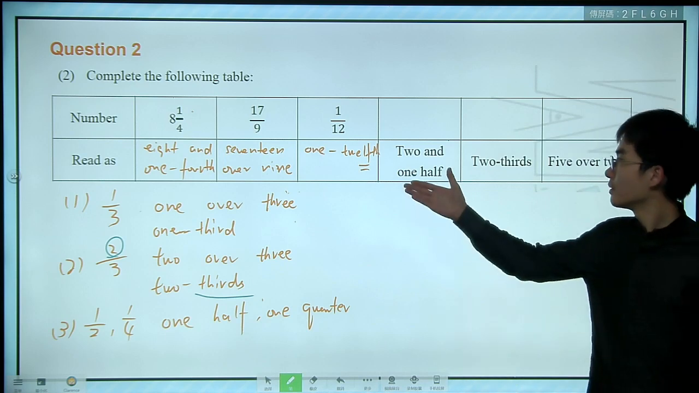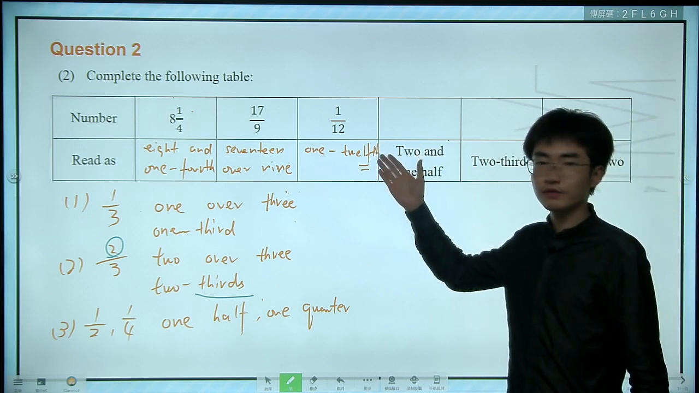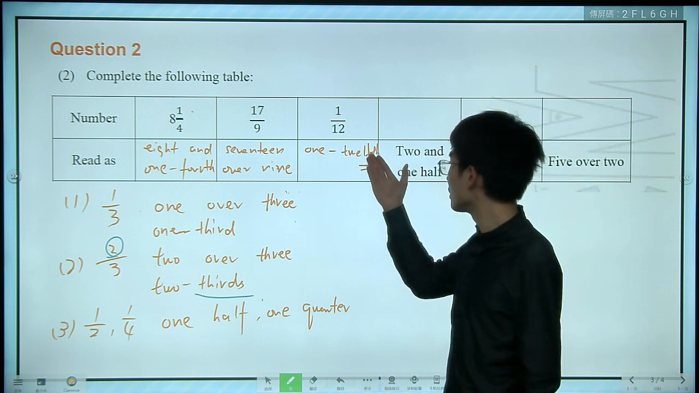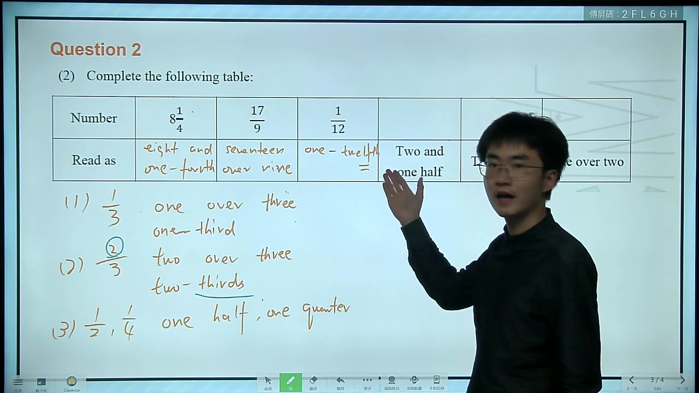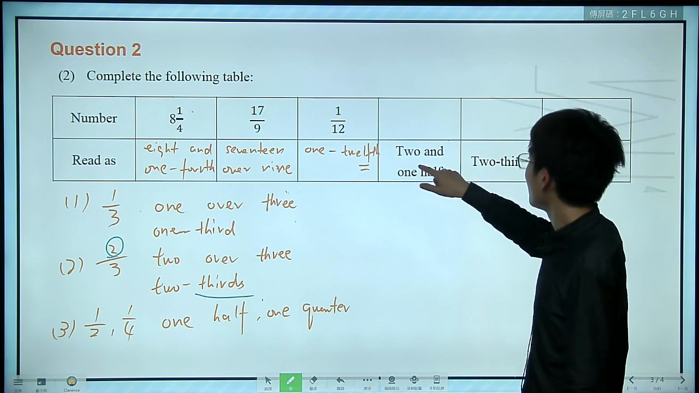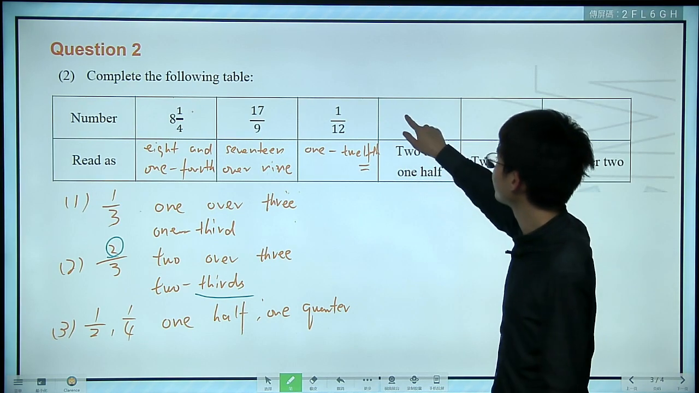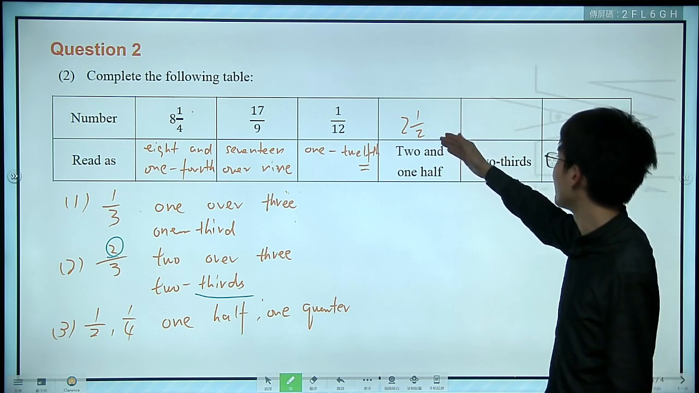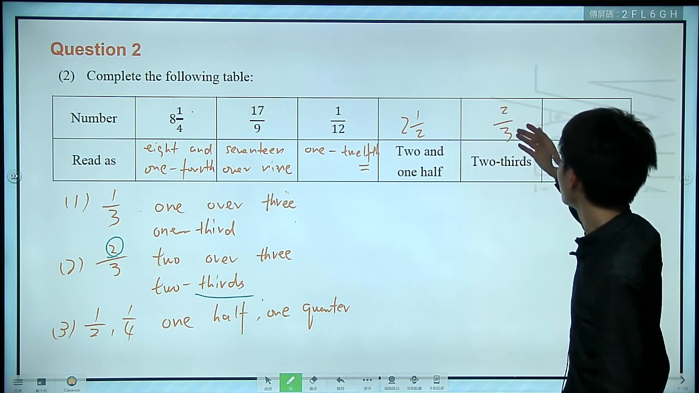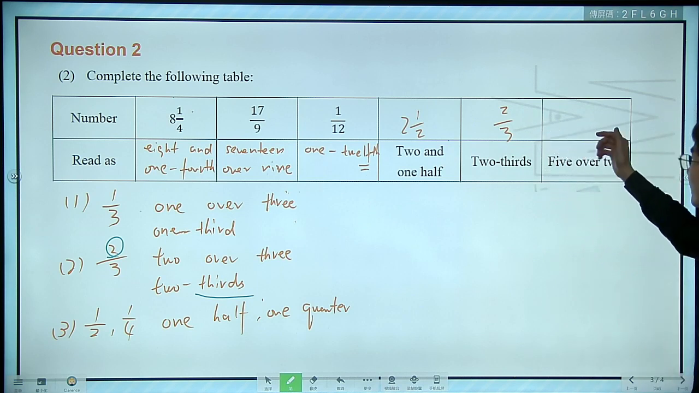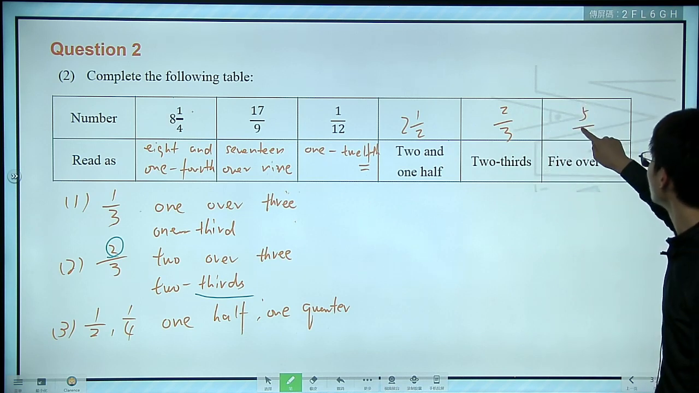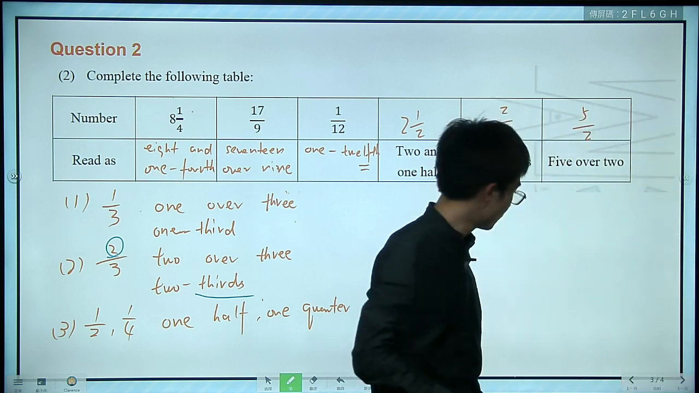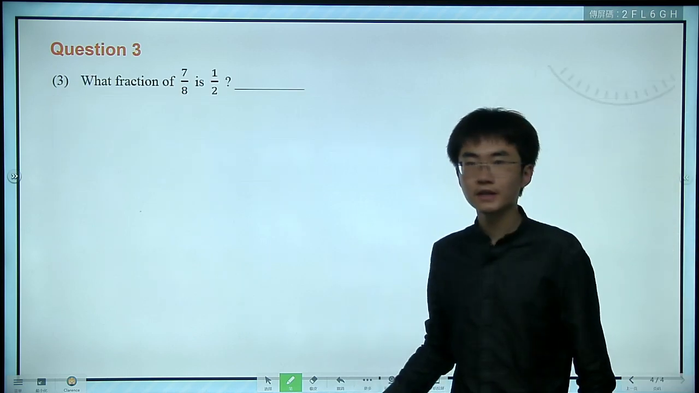Remember here, because the 12, if you change it to the ordinal form, it will be irregular, so this letter will be changing to an F. So remember that. Okay, 2 and 1/2. How about 2 and 1/2? Of course, it will be right like this. 2/3 will be right like this, and 5/2 is quite straightforward. Okay, let's move on to our last question.